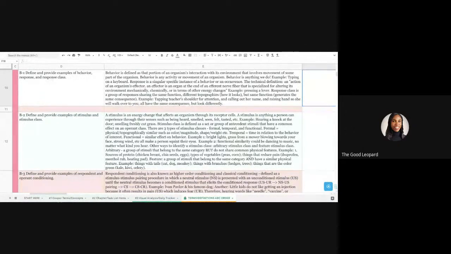If you're trying to figure out a shortened way of differentiating them, just think about how the response comes after the stimulus. The stimulus is first, and then it's the response. Like, you hear the music and then you decide to dance. Yeah.